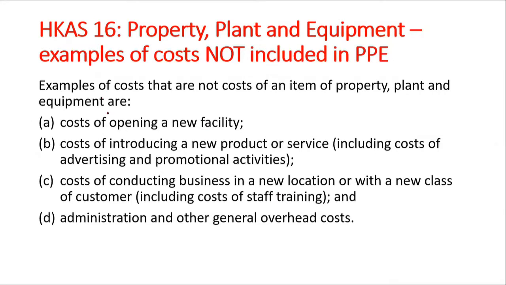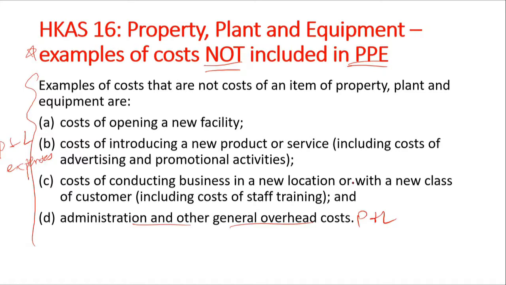So these are taken actually from the standard by itself. So these are costs which are not included in the PPE. Examples of costs which are not included in the PPE, they would be included in P&L. They would be expense. So for example, administration and other general overhead costs, this is an expense. This would go into P&L. Cost of conducting business in a new location or with a new class of customer, right? Including cost of staff training.